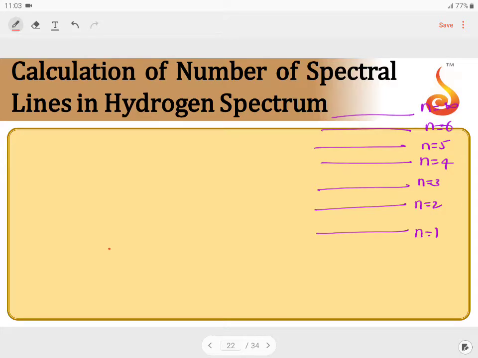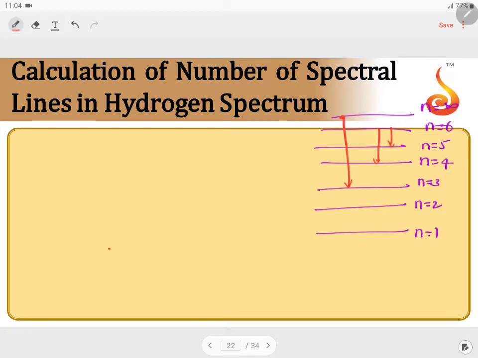Suppose the electron de-excites from a higher energy state, n equal to 2 to infinity, to any of the orbits. When I say any of the orbits, let us assume that the excited electron is here. This can fall into n equal to 3, or it can fall into n equal to 5, or it can fall into n equal to 6. Anyways, any state. Then how do we calculate the number of spectral lines?